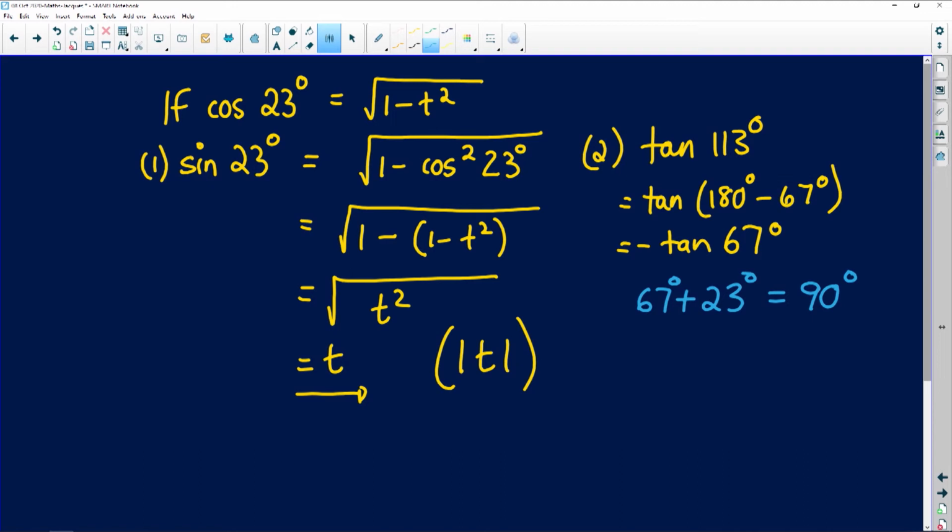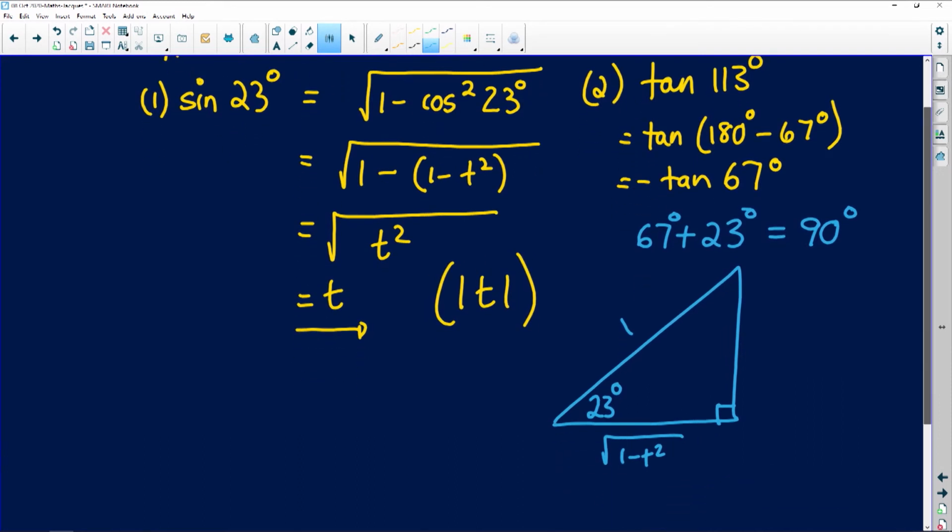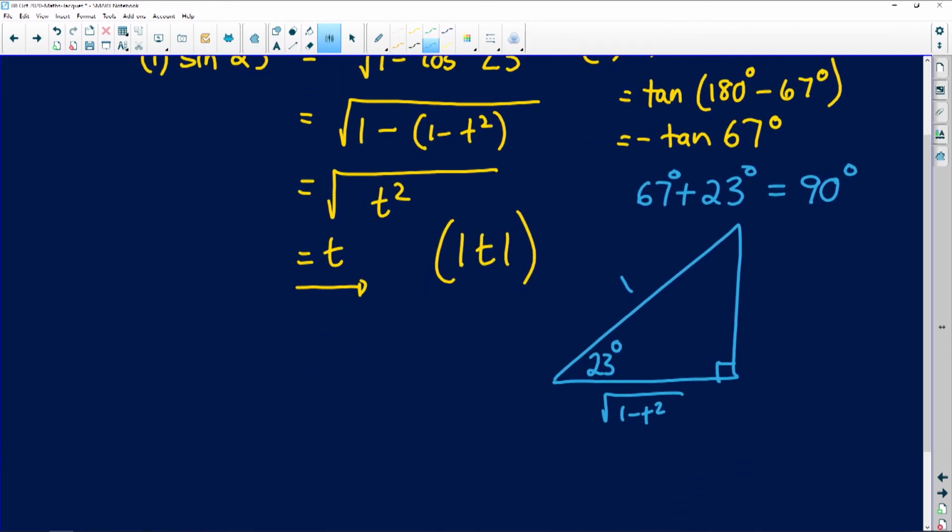So I can go to my information and draw the triangle that represents that information. I have the cosine of 23, which was adjacent, the root of 1 minus t squared over 1. And I now need to find this length over there. Now, folks, if we find this length, that's exactly what we did over here. So that length is t. Then we get minus, that is 67 degrees, so minus the tan of 67. Tan is opposite over adjacent, so it's minus.